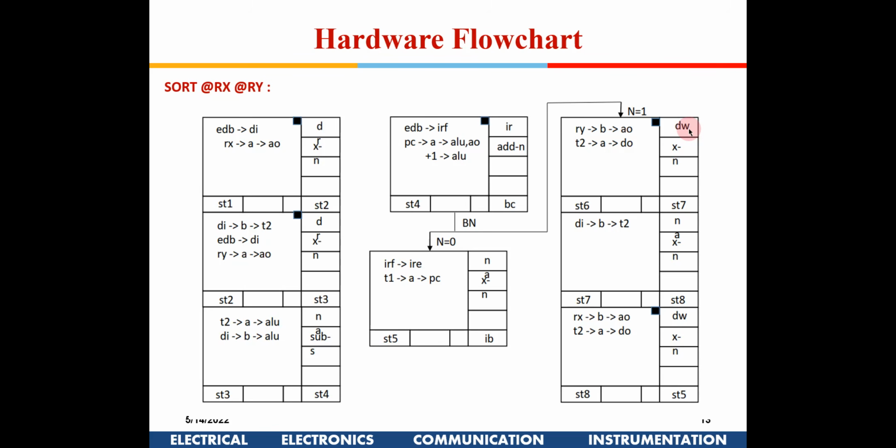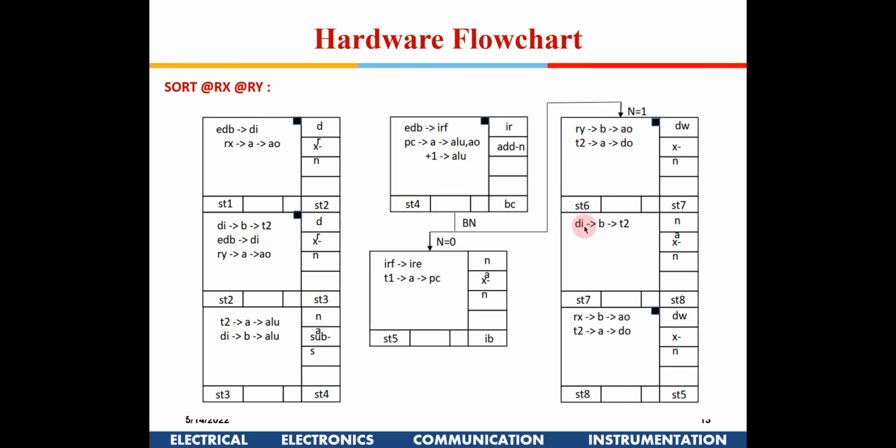This is a data write section, so you have DW. This is X minus N out here, a single block. X means the ALU is not being used here, and the flags are also not required here, so that is why it is shown like this.